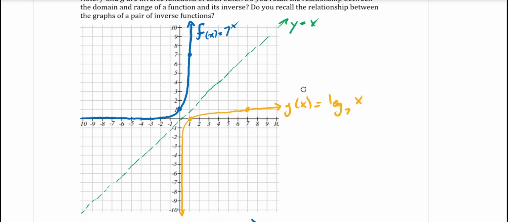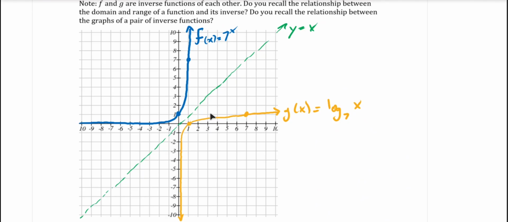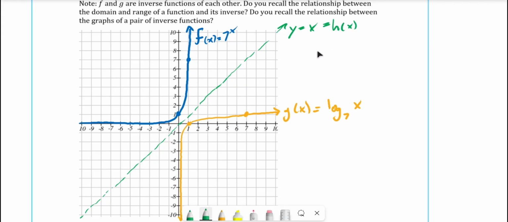So here I've plotted those 2 functions. We have 7 to the x. Remember that goes through 0, 1 and also 1, 7. And then it has this sort of exponential decay as we go to the left. This is technically exponential growth, but I'm talking about going to the left. We have this tail. And then here we have g of x equal to log base 7 of x. It goes through 1, 0, it goes through 7, 1, and its tail points down. And plotting y equals x, or h of x equals x if you want to look at the notation from the problem, then we have this diagonal line.